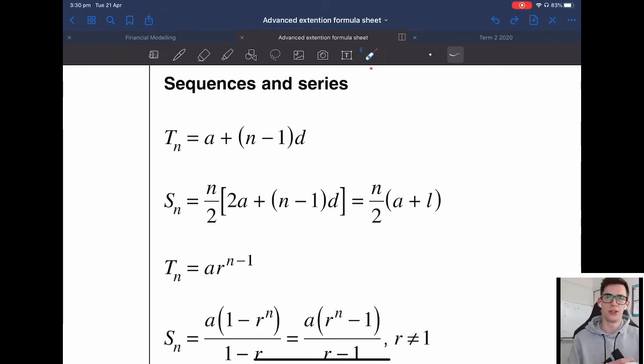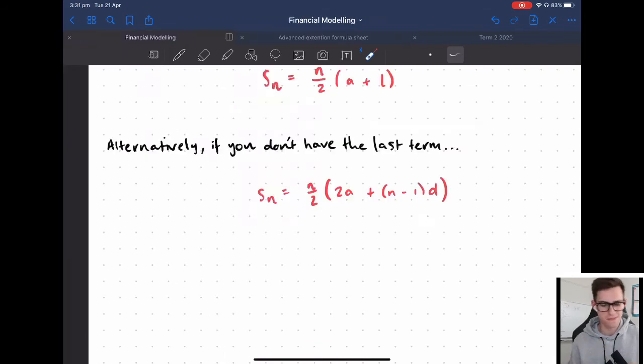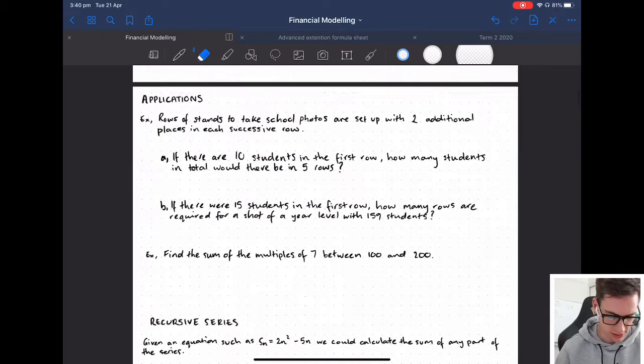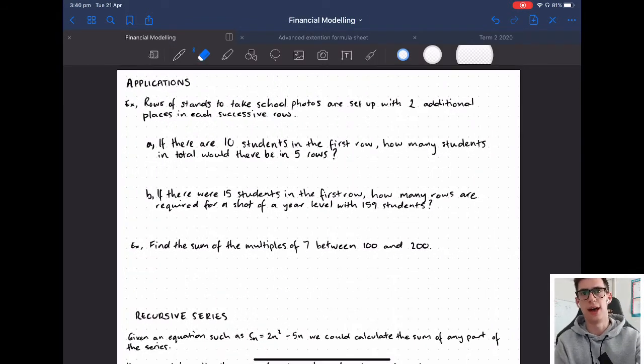It's the one we just used to do the 1 to 100. If you have the first and last term, that's your go-to. If you don't have the first and last term, then you go to that big gross formula where it's in terms of the difference and the first term.